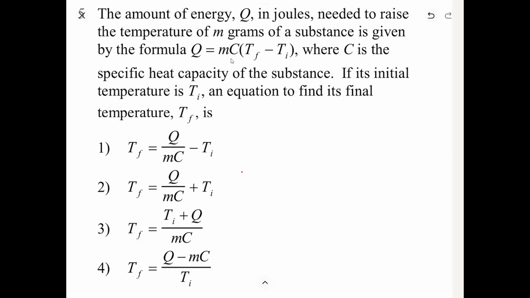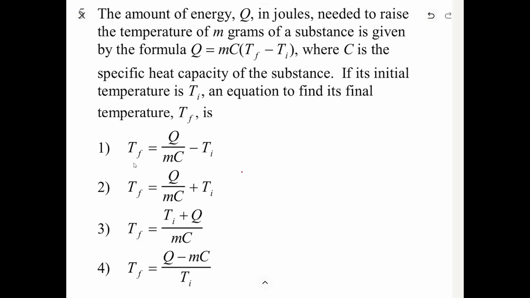So basically all of this is saying is right now we have Q, which is the amount of energy by itself. And what they want you to do is use algebra to move everything over to the left-hand side, except for T of F. So we're basically just trying to get T of F by itself. If you look at these answer choices, they all have T of F by itself.